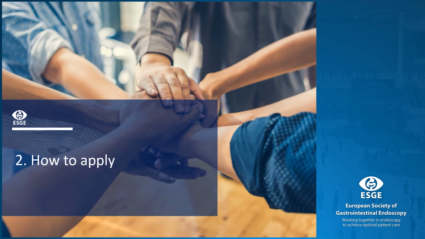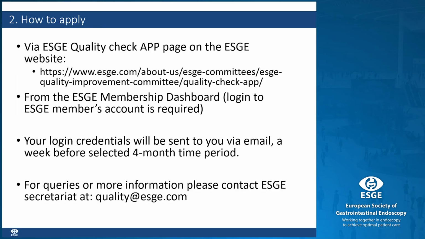So, how to apply to use the app? You can apply in 2 ways. Through the ESGE website, where on the Quality Improvement Committee webpage, you can find a section on the app. You can also use the link provided here. Also, through your ESGE membership dashboard, available after logging to your ESGE members account, then you will receive your login and instructions by email a week before the selected 4 months active period for the app. You can also ask questions by the email quality@esge.com.